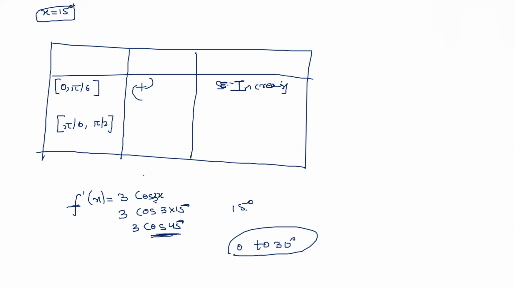Okay, now please check for the next one. Is it increasing for the second one? Abdul? No, that's not correct. Abdul, which angle have you chosen? Pi by 6 means 30 and pi by 2 means 90. So which angle is selected, Abdul?